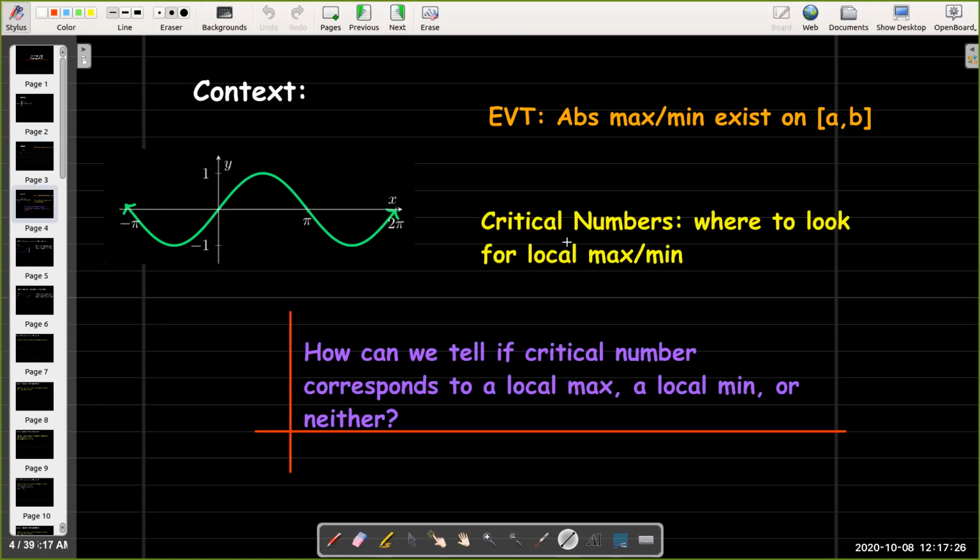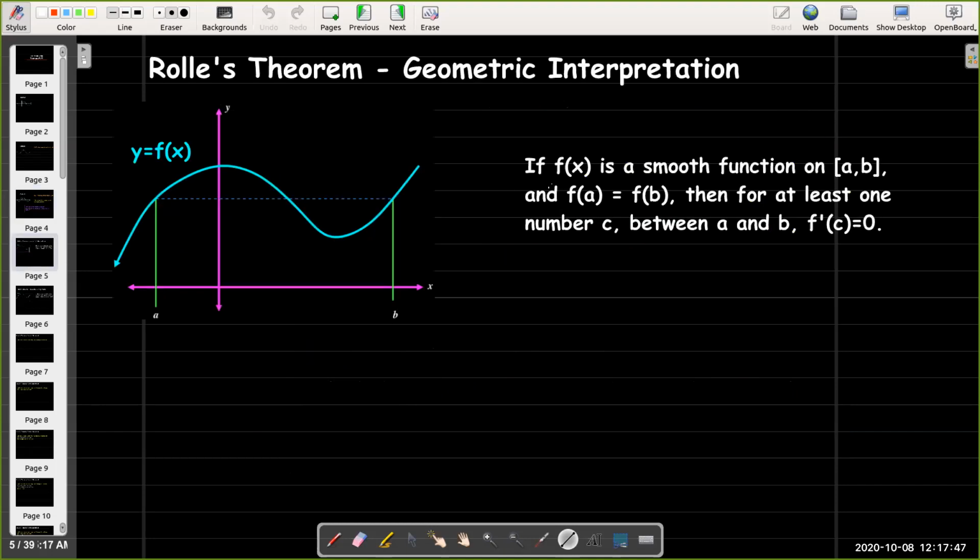Then we learned about critical numbers, which is where to look for the local max and the local min. What we don't know is how can we tell if a critical number corresponds to a local min, a local max, or neither? Well, we're going to have to step back first from thinking about critical numbers and think about something else.